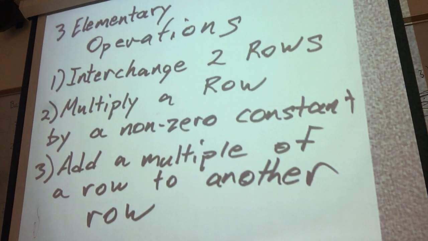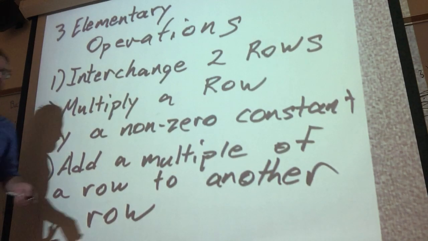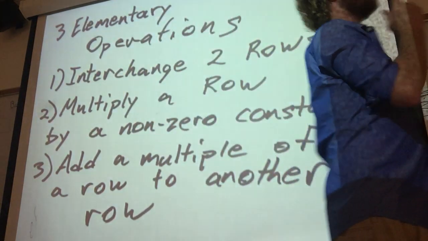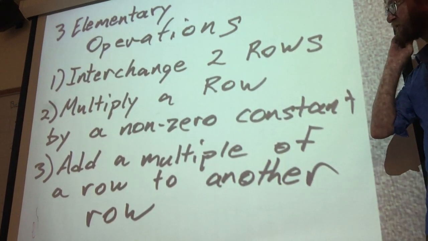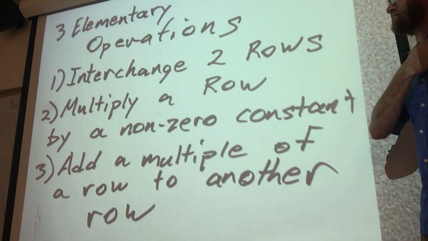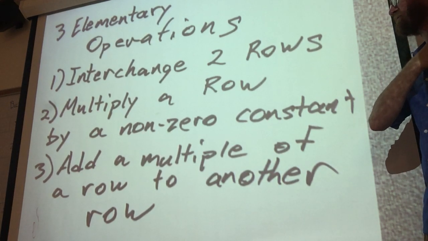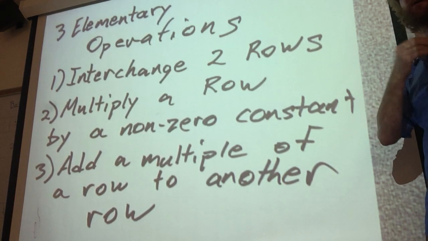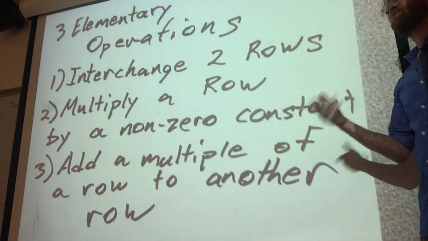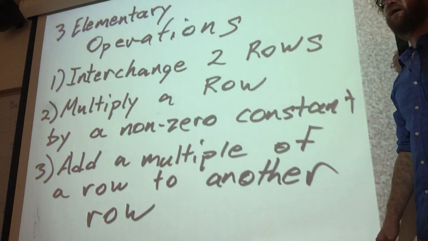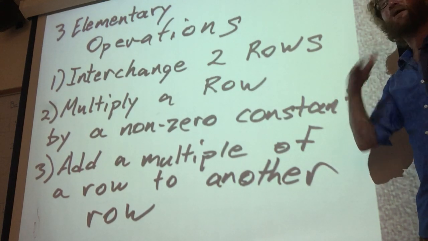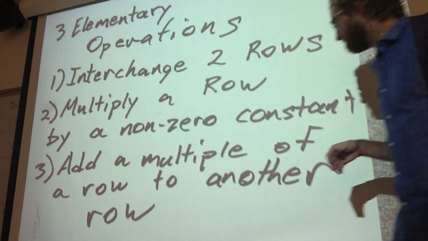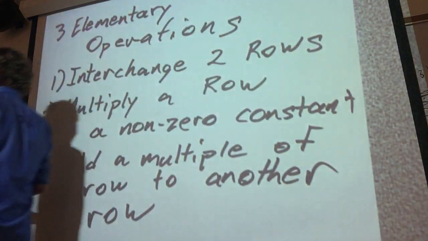Okay, now it might seem that 2 and 3 are kind of the same thing. Well, when we say multiply a row by a non-zero constant, if we want to turn something into a 1 or a 2 or whatever, then you can go ahead and say, all right, I'm going to take a constant and multiply by that entire row to convert it.